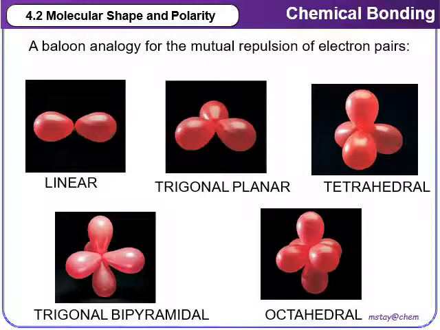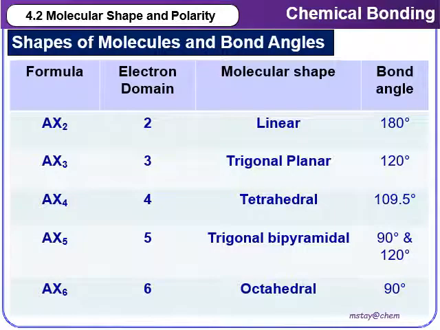You can see this shape more obviously if you tie balloons together. If you tie 2 balloons together, they will automatically arrange themselves in a linear shape, and so on for the others. Besides knowing the molecular shapes, linear, trigonal planar, tetrahedral, trigonal bipyramidal, and octahedral, don't forget we also need to remember the bond angle. However, if you are able to draw the molecular shape, I believe there is no problem in identifying the bond angle.